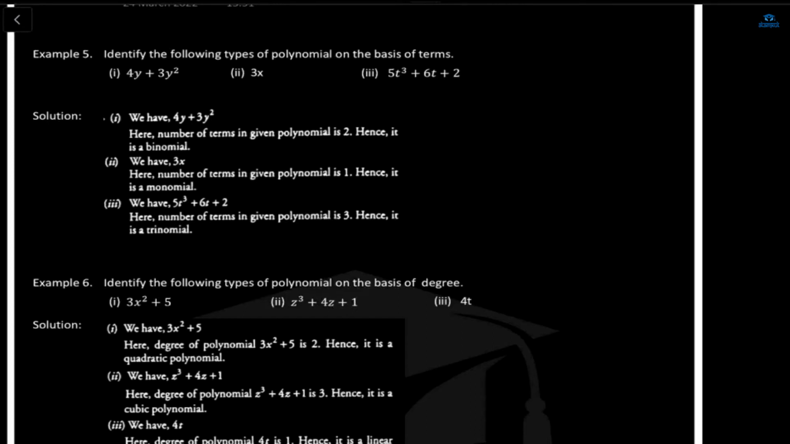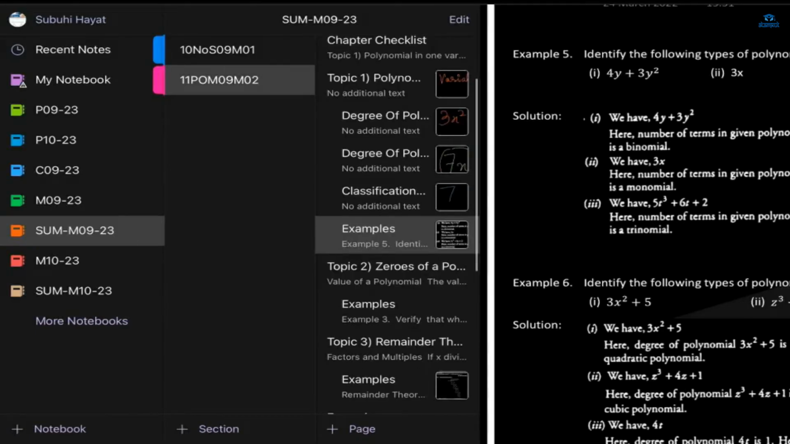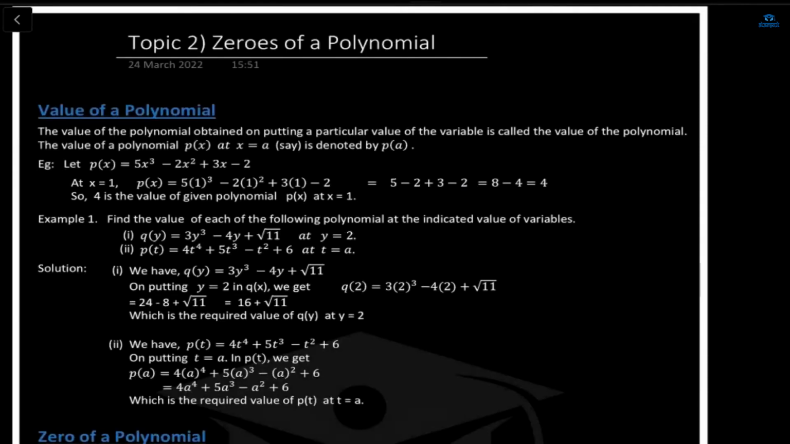Okay, let's see the zeros of the polynomial. Now here the main thing starts, the zero of the polynomial, because the questions come on this. What is the zero of the given polynomial, or to check whether this particular number is the zero of the polynomial. Okay, now what is the zero of the polynomial?